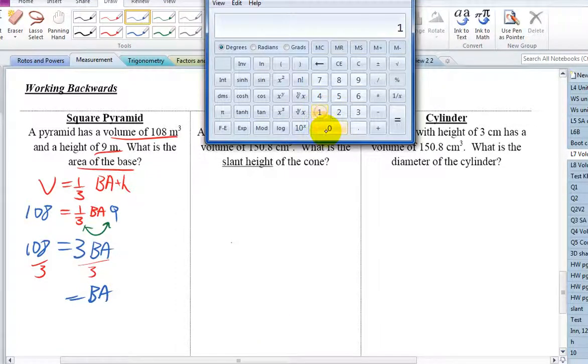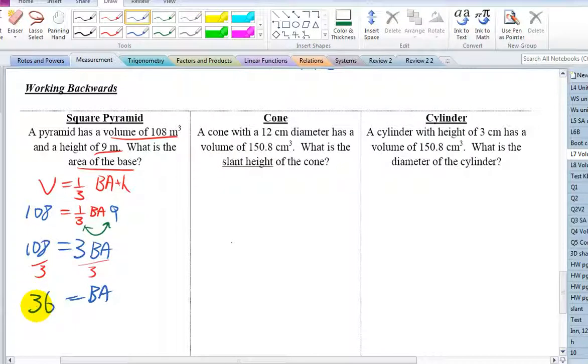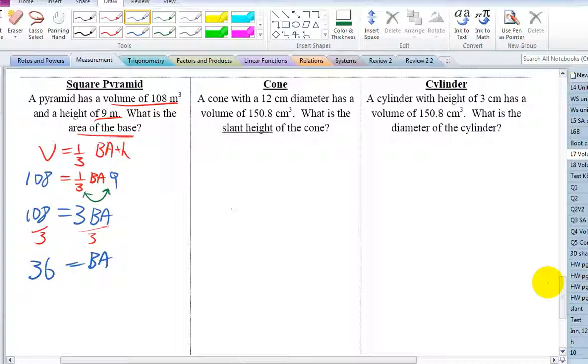So 108 divided by 3 equals 36. Okay. So we have to be careful here because it's base area. We can say the area of the base equals 36 centimeters squared. Right? 36 centimeters squared. Because we're finding the base area, we only divide it by centimeters. So it goes from exponent 3 to exponent 2.